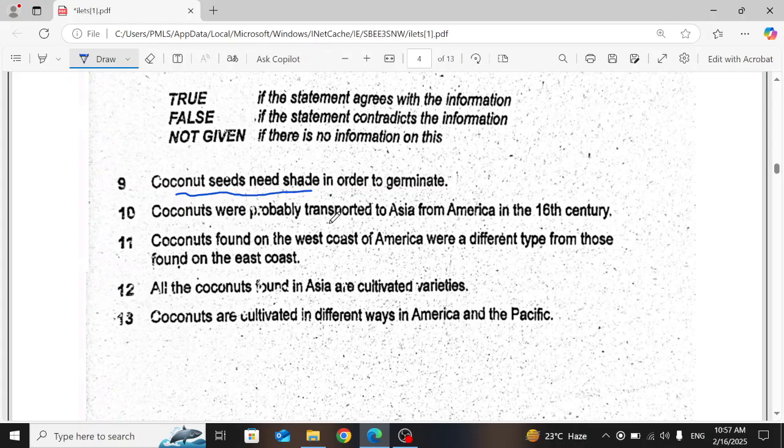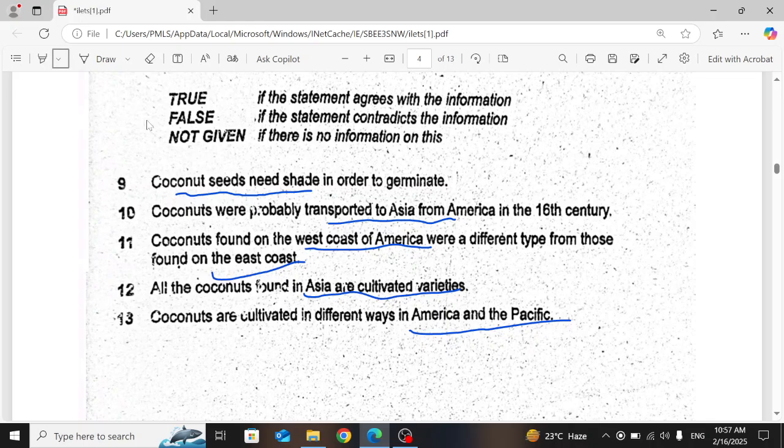Coconuts were probably transported to Asia from America. We have to figure out it. Coconuts found on the west coast of America were different from those found on east coast. Coconuts from the west coast were different from the east coast. All the coconuts found in Asia are cultivated varieties. All the coconuts found in Asia are cultivated varieties or not. Coconuts are cultivated in different ways in America and Pacific. So let's read the passage and answer these questions.